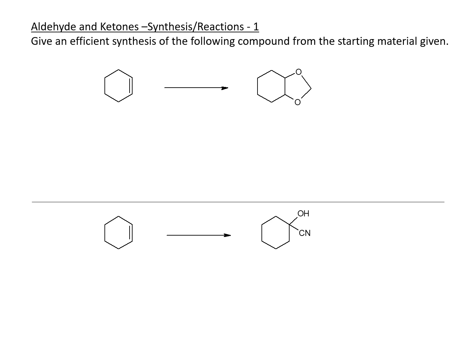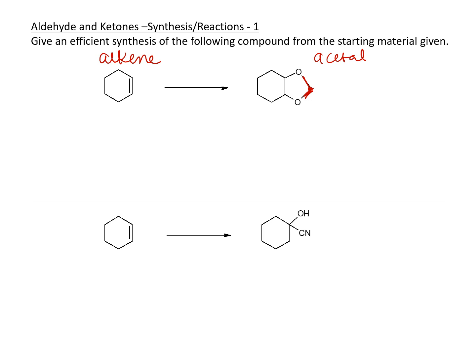Given efficient synthesis of the following compound from the starting material given. So when we are looking at this, of course, we have an alkene here, and this functional group is going to be an acetal, because I can see that I have two oxygens coming out of one carbon, and that tells me that I have an acetal.